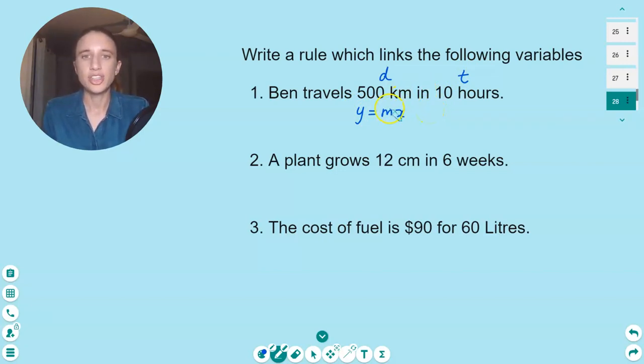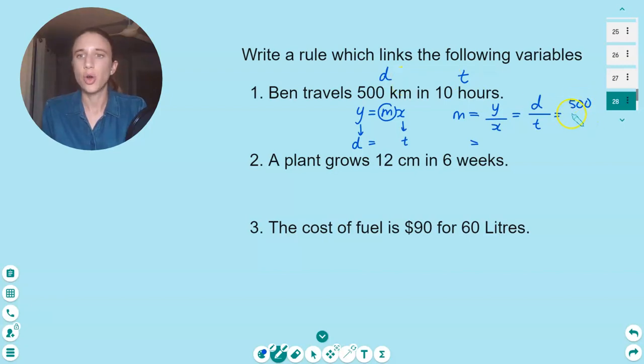And I just need to replace my real world variables. I know that time's always on the x-axis. So D equals something t. Now, remember, m is y over x when it comes to direct proportion. You're given a couple of bits of information. You just got to substitute it in. So our y was d over t, which is 500 over 10.